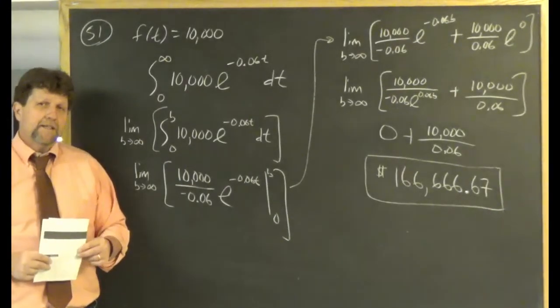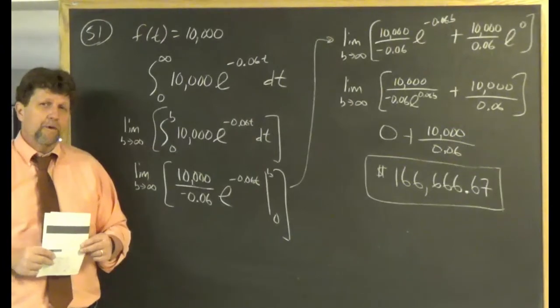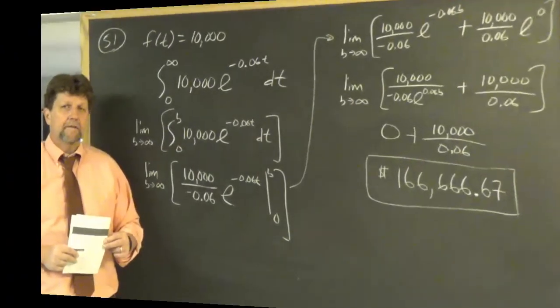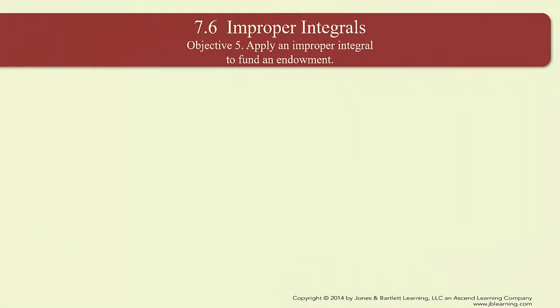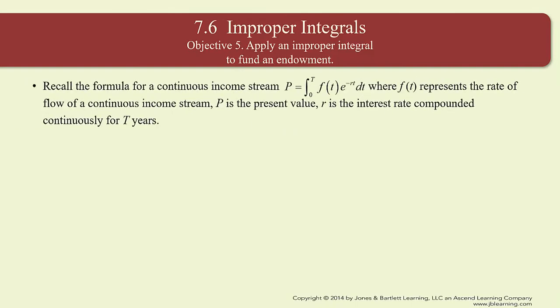So let's head on back to the slides, and I think we have one more type of application we're going to look at. All right, after doing 52 as an example, and then you did number 51, let's look at another area that we can apply an improper integral. So again, recall the formula for the present value of a continuous income stream. We just reviewed this before the last example, and that's from section 7.4. I just thought I would write it down again.